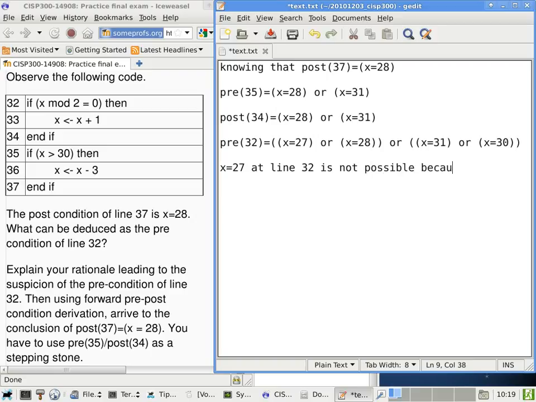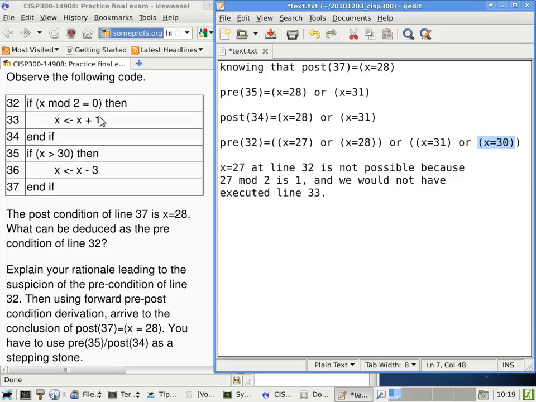That is not possible because 27 mod 2 is 1, and we would not have executed line 33 in that case. In other words, I just eliminated one possibility. Can I eliminate any other possibilities? Okay, can x equal 30? Can x equal 30 at line 32?